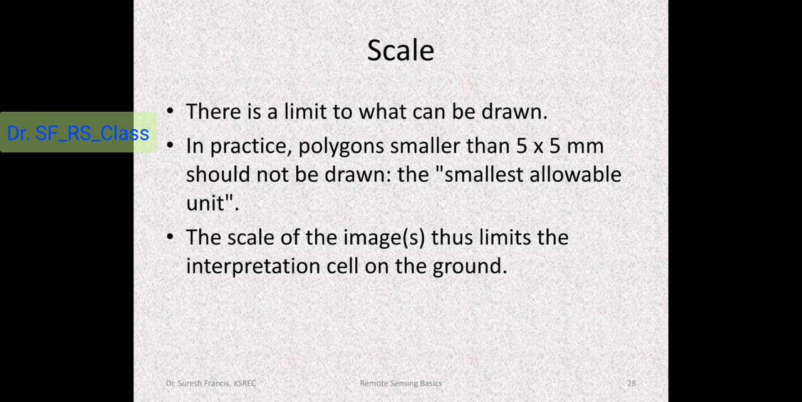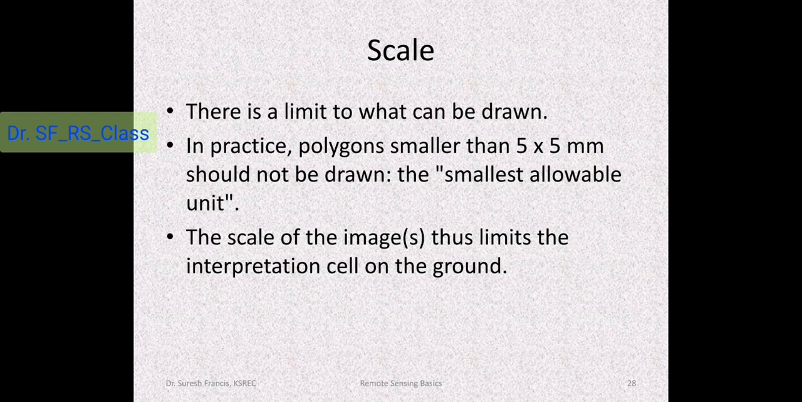So the minimum mappable unit is the smallest unit you can delineate from a particular satellite image. So if you are working on a 50,000 image or 23.5 meter resolution IRS LISS-3 satellite data, you may not be able to identify objects of 1 meter by 1 meter. So you will have to fix your minimum mappable unit, and it can be 5 millimeter by 5 millimeter. So you should not delineate objects smaller than that. So your smallest units will be 5 meter by 5 meter.